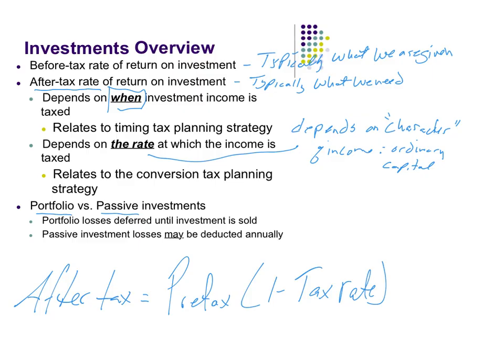And then the other thing that we need to discuss is portfolio investments versus passive investments, okay? And part 2 of the Chapter 7 PowerPoint is going to deal with passive investments quite a lot. So what we're going to focus mainly on right now is portfolio investments, okay? Portfolio investments are things like stocks and bonds. All right, so let's list some different types of portfolio income.